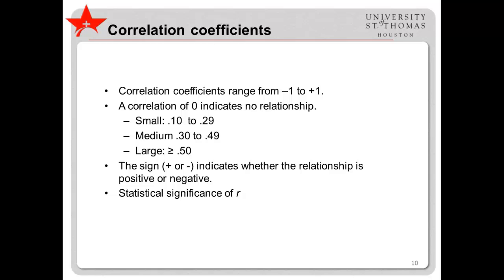Pearson's r, the statistic most commonly used for this type of design, is called a correlation coefficient. Correlation coefficients range from -1 to +1. A correlation of 0 indicates no relationship. Correlation coefficients between 0.10 and 0.29 represent a small relationship. Correlation coefficients between 0.30 and 0.49 represent a medium relationship. And correlation coefficients equal to or greater than 0.50 represent a large relationship. The sign, positive or negative, indicates whether the relationship is positive or negative.